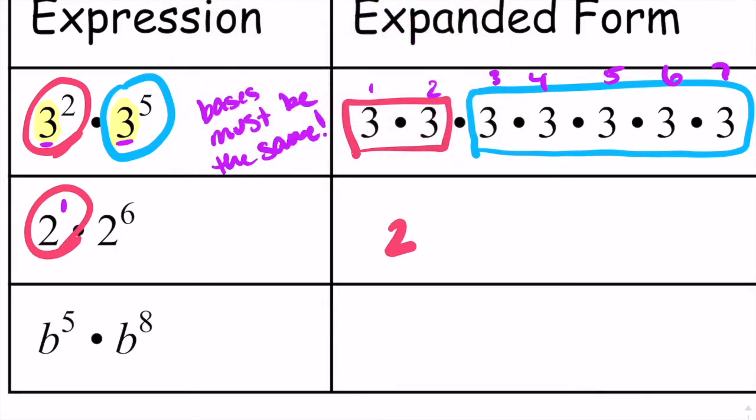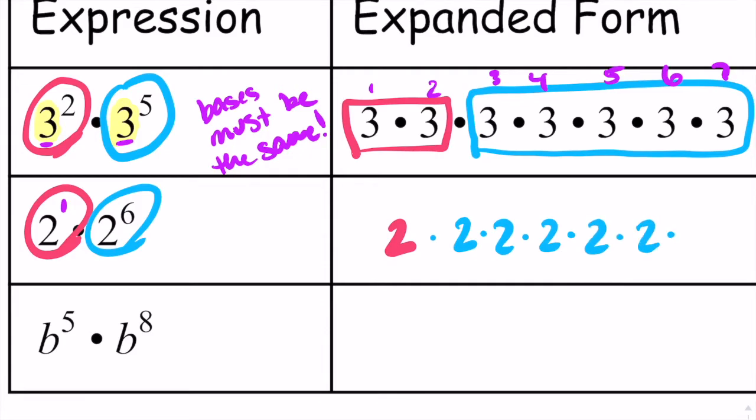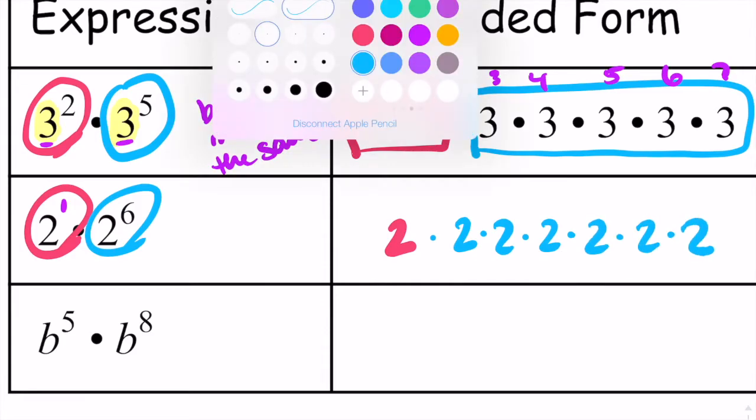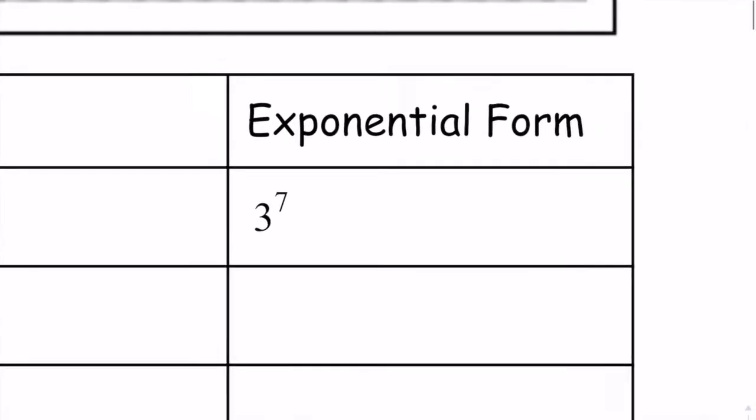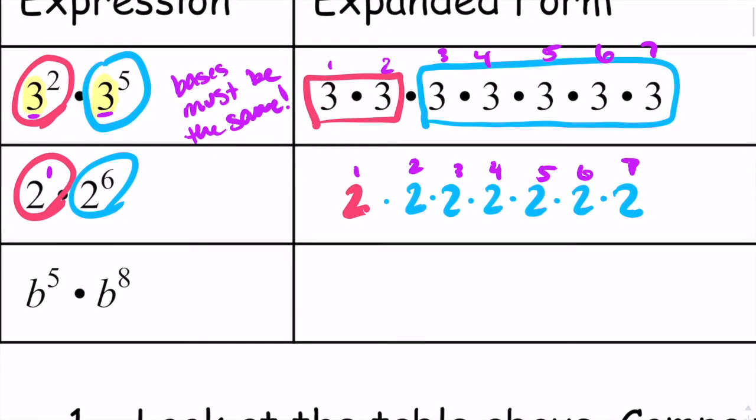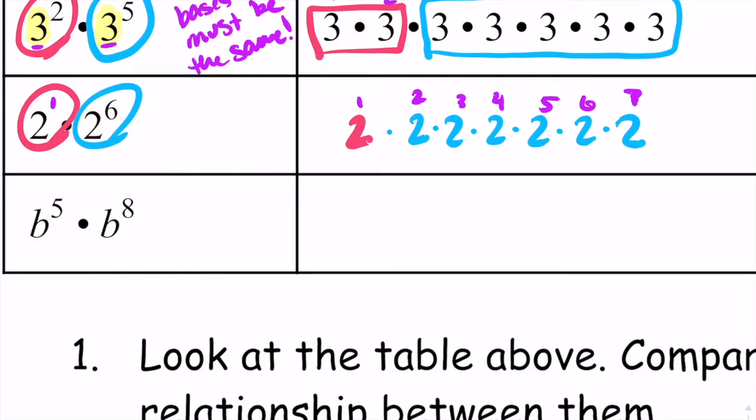So I have 2, so that means I have 1, 2, multiplied by 2 to the 6, which means I have 1, 2, 3, 4, 5, 6. So if I were to count how many 2's I have, 1, 2, 3, 4, 5, 6, 7 again. So this would be written as 2 to the 7. Okay, do you guys see an easier way to do this? Are you starting to see the pattern here? Well, hopefully after this one, you guys are able to figure out and come up with the rule by yourselves.